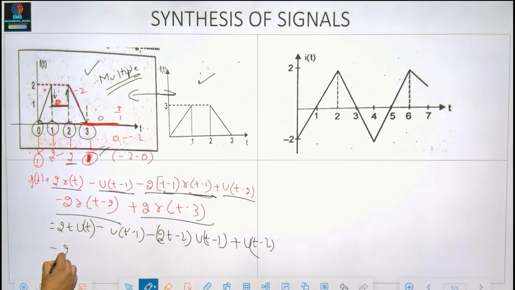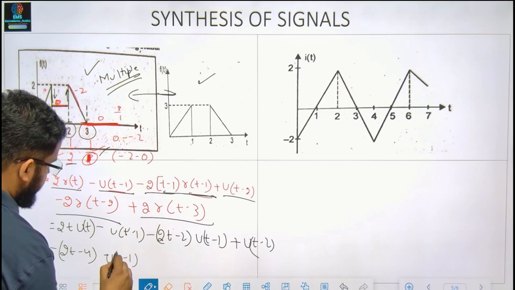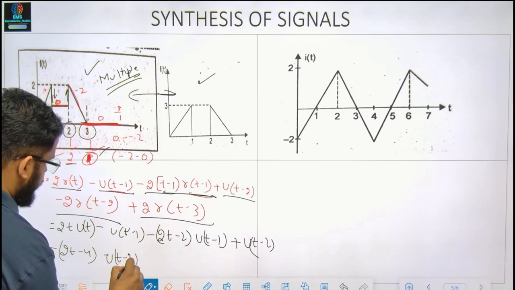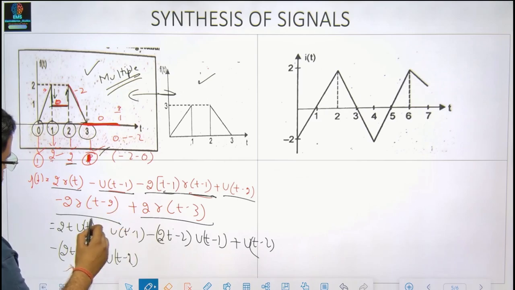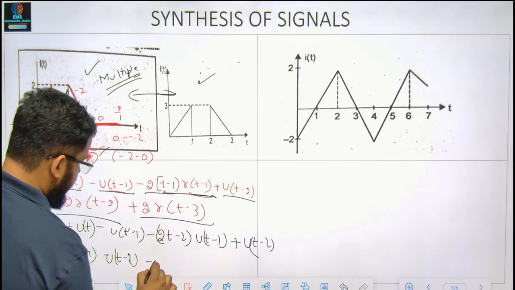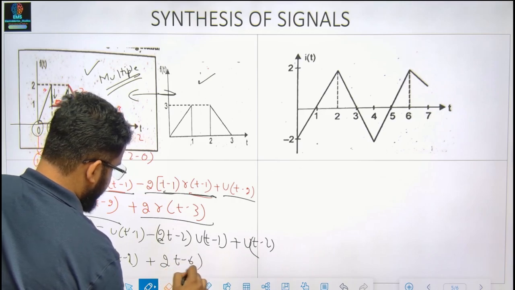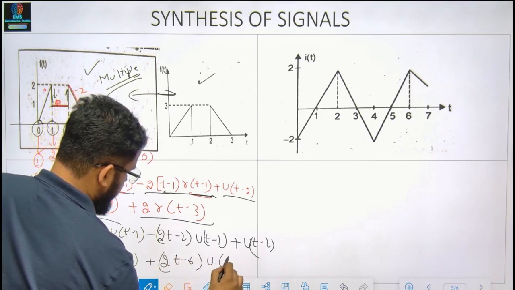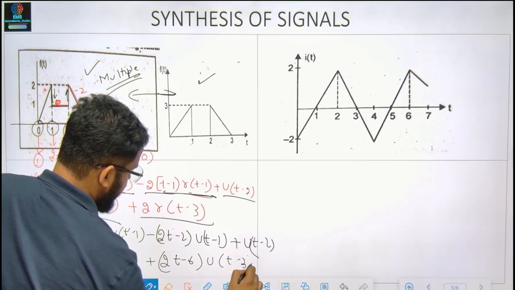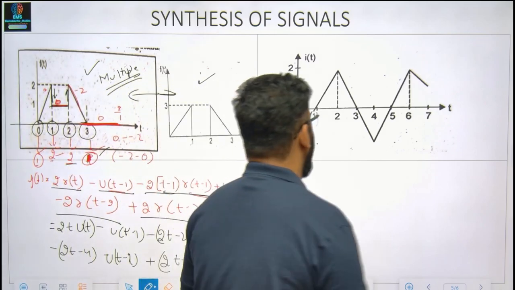Then I've got minus 2 r(t minus 2), I forgot to write r(t) over here, plus 2 r(t minus 3). So this is the synthesis of this waveform. Finally, the last waveform.